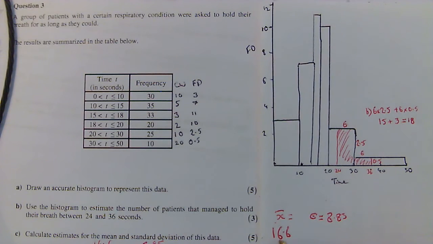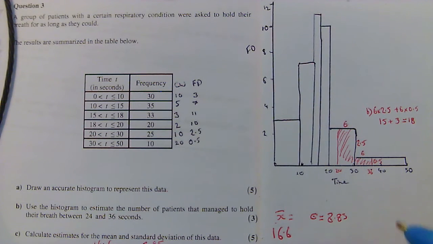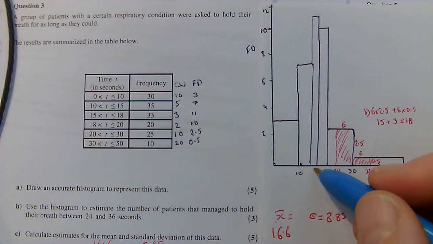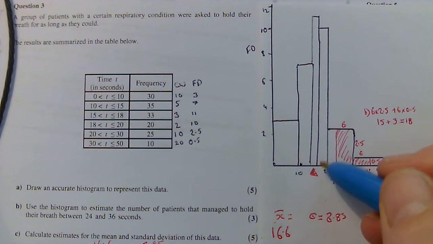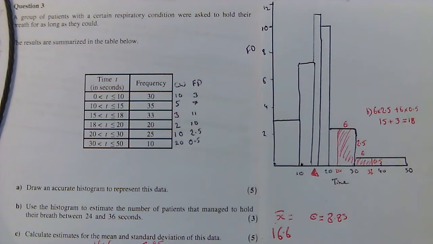Notice that this X bar here, 16.6, if we were looking to balance this distribution, and I put in a pivot somewhere, it should balance exactly, thinking about moments, at that value of 16.6.